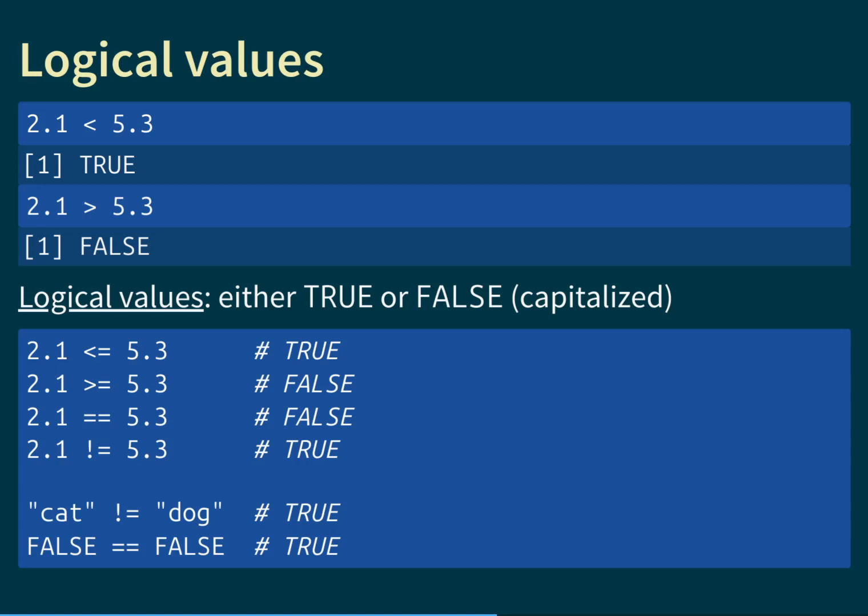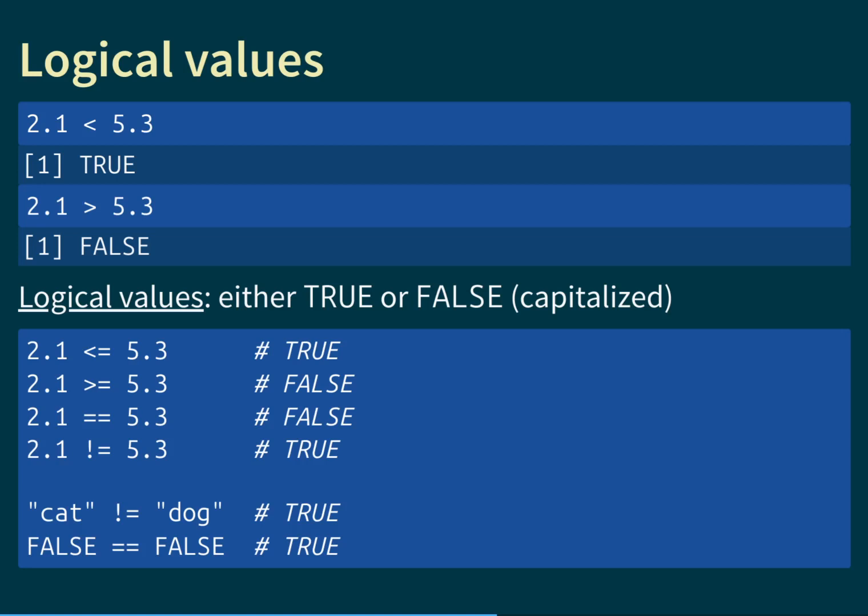There is also the opposite of equals, which is not equals, and that is denoted by an exclamation point followed by an equality symbol. Some of these symbols are a bit strange. They take a little bit of getting used to, but if you practice, it will become second nature very quickly. So for example, 2.1 != 5.3 is TRUE because it is indeed true that 2.1 is not equal to 5.3. The equality and not equality operators also work with character strings, by the way, and logical values as well. So for example, the character string cat not equal to the character string dog is TRUE because it is indeed true that those two strings are not the same.